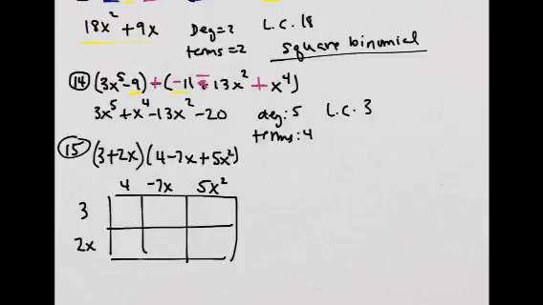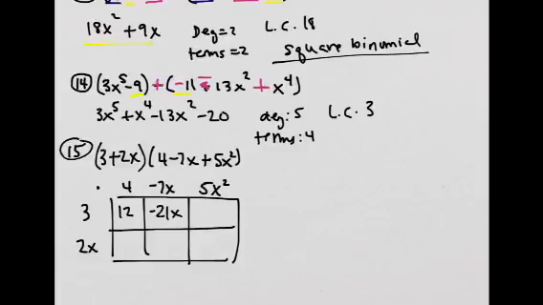Okay, so for 15 I set up a 2 by 3 grid, and notice I just kept the same order as the original problem. When I write my answer, I'm going to write it in standard form though. But for now it doesn't really matter, we're just setting it up the same way that it was given to us. So you multiply, right? 3 times 4, 3 times negative 7x, 3 times 5x squared, 2x times 4, 2x times negative 7x, and 2x times 5x squared.